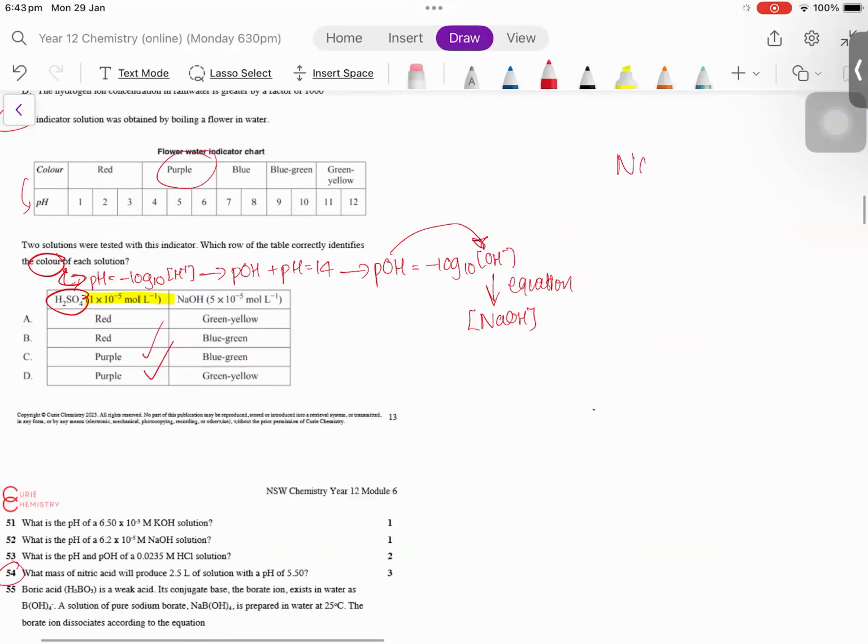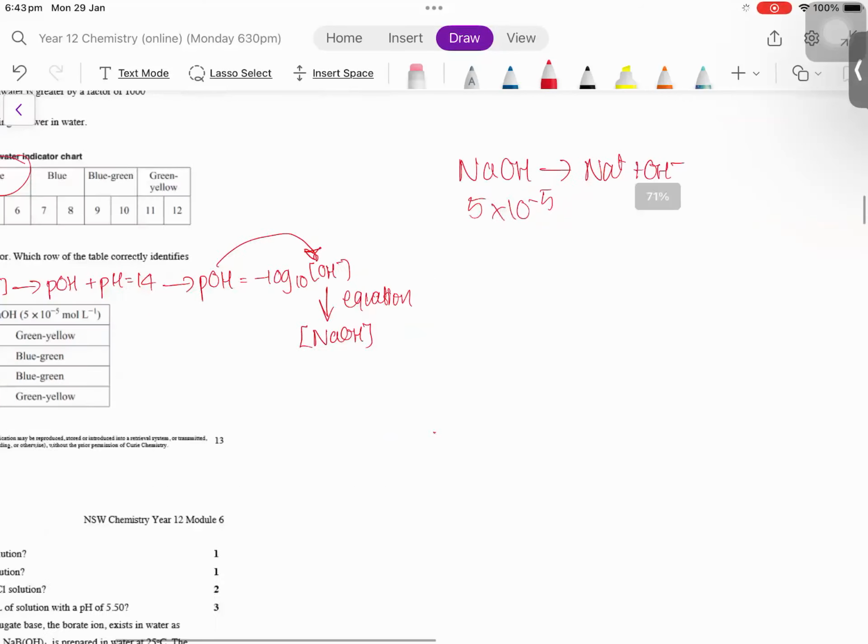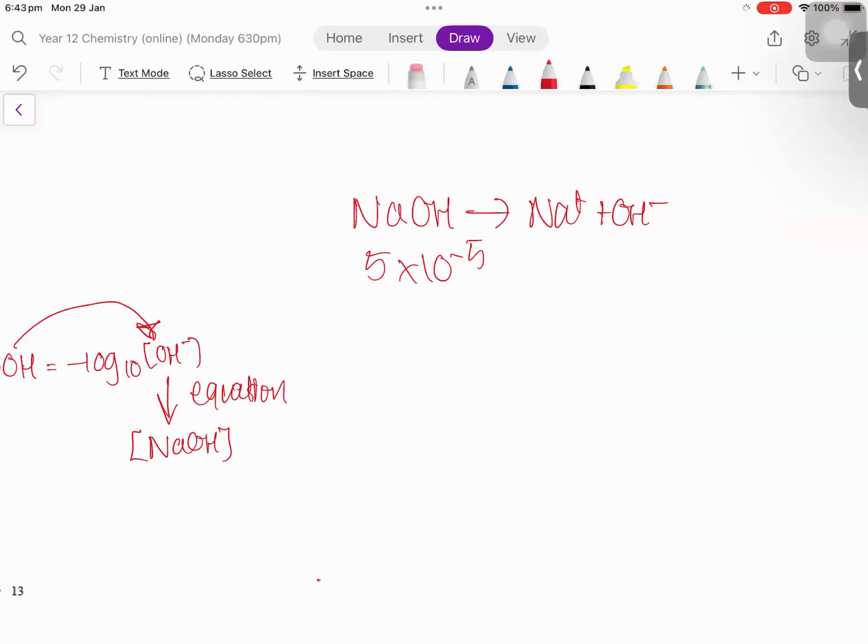So NaOH turns into Na plus OH minus. My concentration of NaOH is 5 by 10 to the minus 5. So Natalie, help me out here. What must my concentration of OH minus be based on this equation?